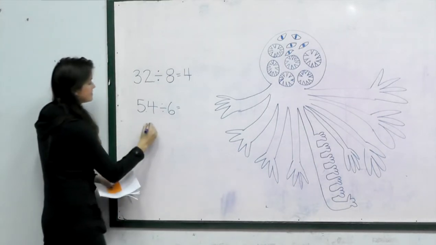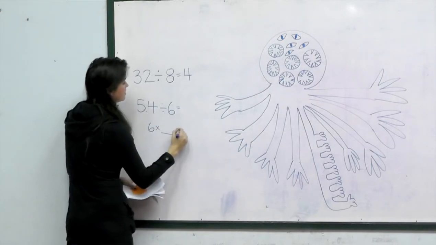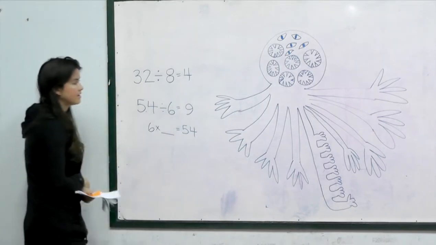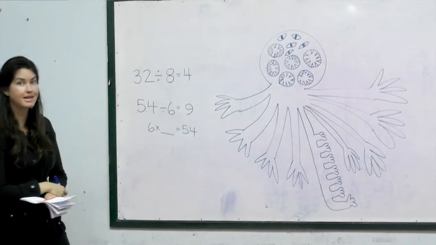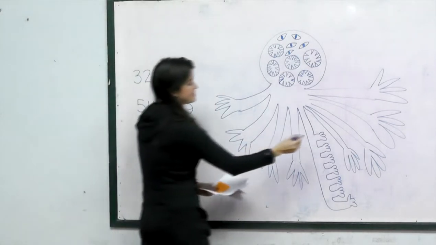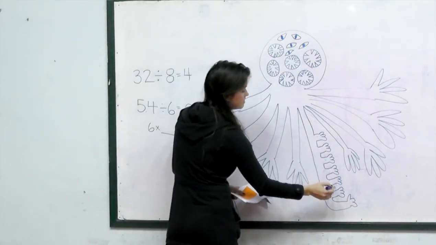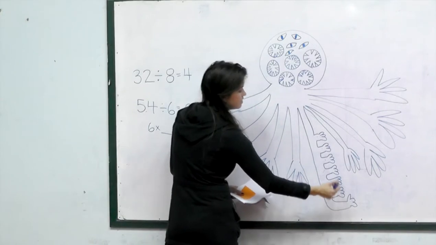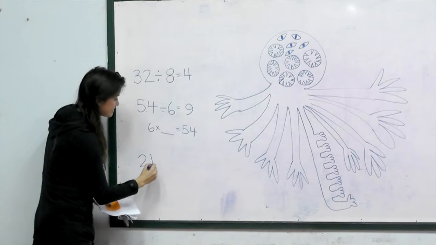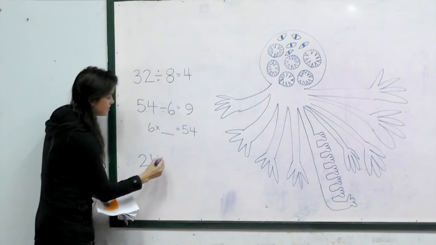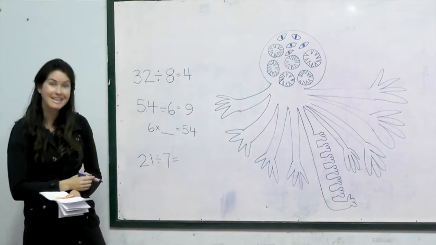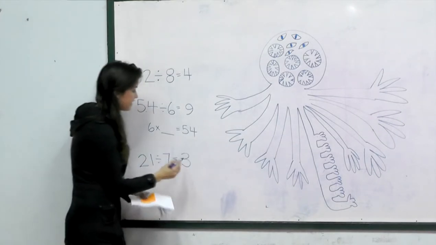We could also think 6 times what number equals 54? And it's 9. Okay, what about our toes? How many toes do we have? 7. We've got 7 feet. How many little toes do we have? 21. So our biggest number goes first. We're going to divide by those 7 feet. And it equals 3. Very nice job, friends.